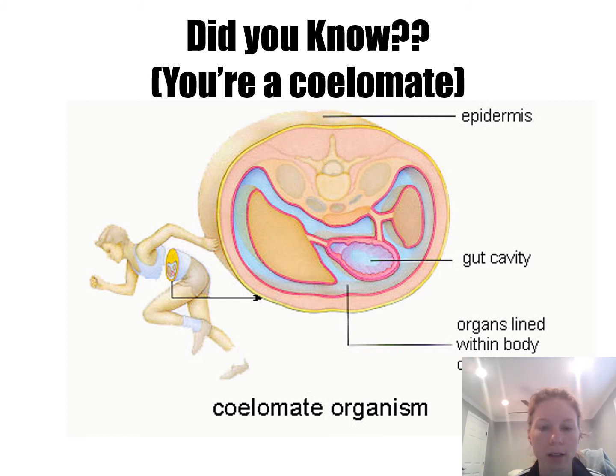So we're coelomates, and anything in blue on this diagram is the fluid-filled cavity. So you have a fluid-filled cavity around all of your digestive organs. You also have a fluid-filled cavity around your heart, and you have fluid-filled cavities around your lungs to help protect them.